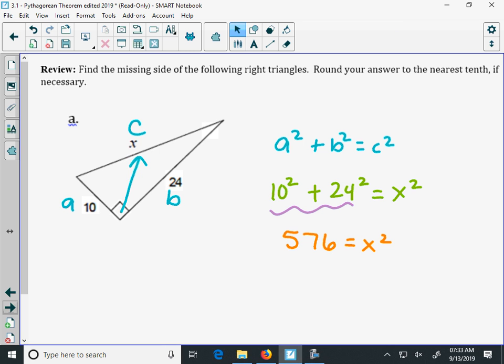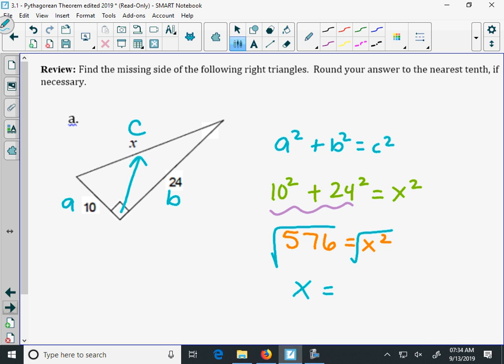Then what do we need to do on both sides? X isn't by itself. We have this square. How do we get rid of that square? Yeah, you make it radical. You square root. So x is equal to, what's the square root of 676?